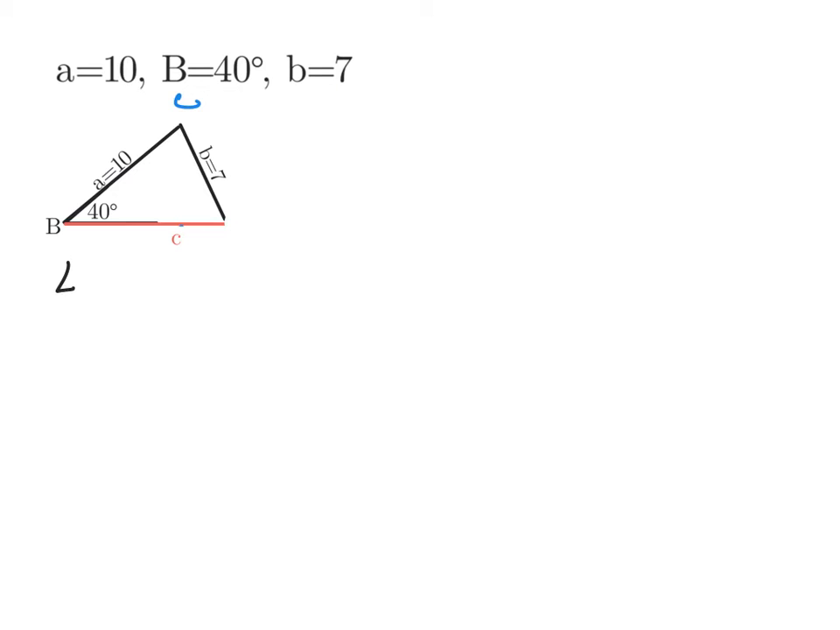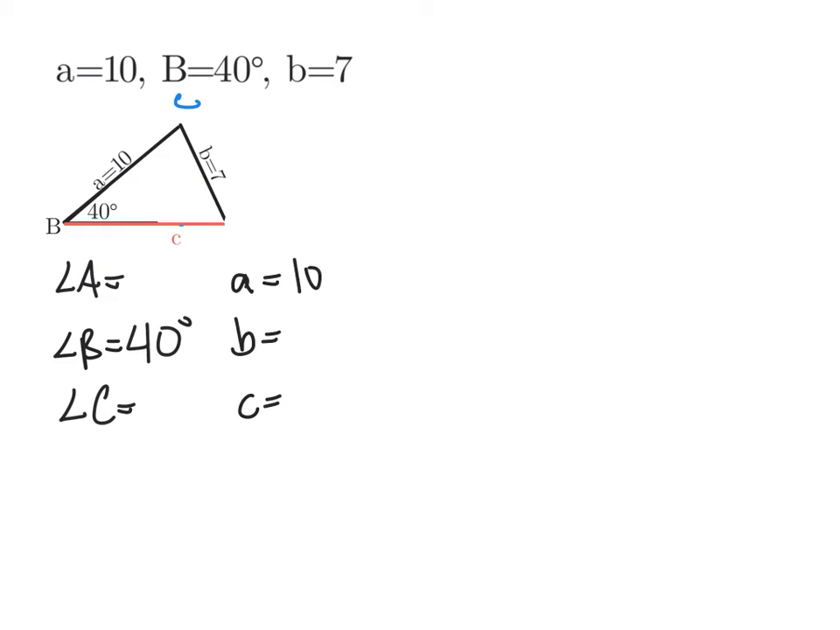When we set up our answers, we're looking for angle A, angle B, and angle C. We know that angle B is 40 degrees. It's the only angle that we know. As far as side lengths are concerned, we have A, B, and C. I know that side A is 10, side B is 7, and I don't know side C. Luckily, I do have this pair, so we can use law of sines.